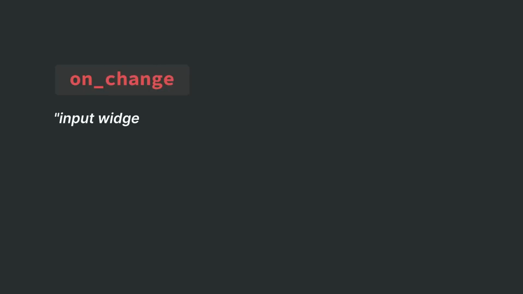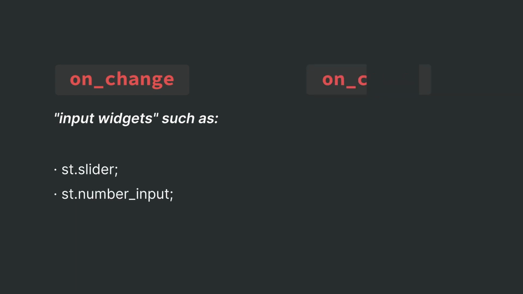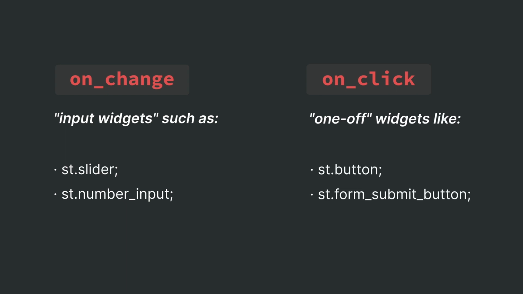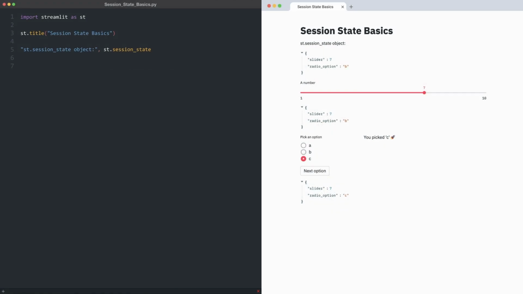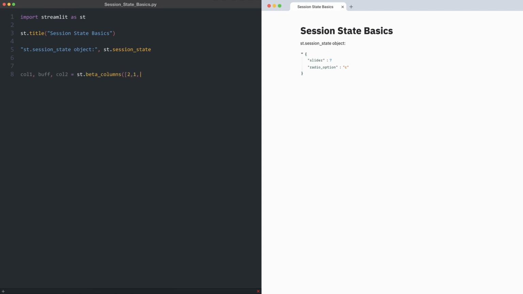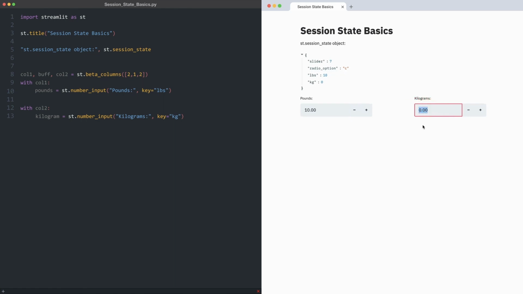This basically gives Streamlit one extra task to do before rerunning your Python code. OnChange will work with input widgets such as st.slider and st.number_input, while onClick works for one-off widgets like st.button and st.form_submit_button. To show this, I'm going to make a widget converter out of two number inputs. First, let's create both the number inputs side by side. One will be a weight in pounds, and the other will be the weight in kilograms. The goal is to be able to put a number in either input and have the other one update with the correct weight. For example, if I put a weight of 10 pounds in here, I want the number displayed in the kilogram input to be 4.54.